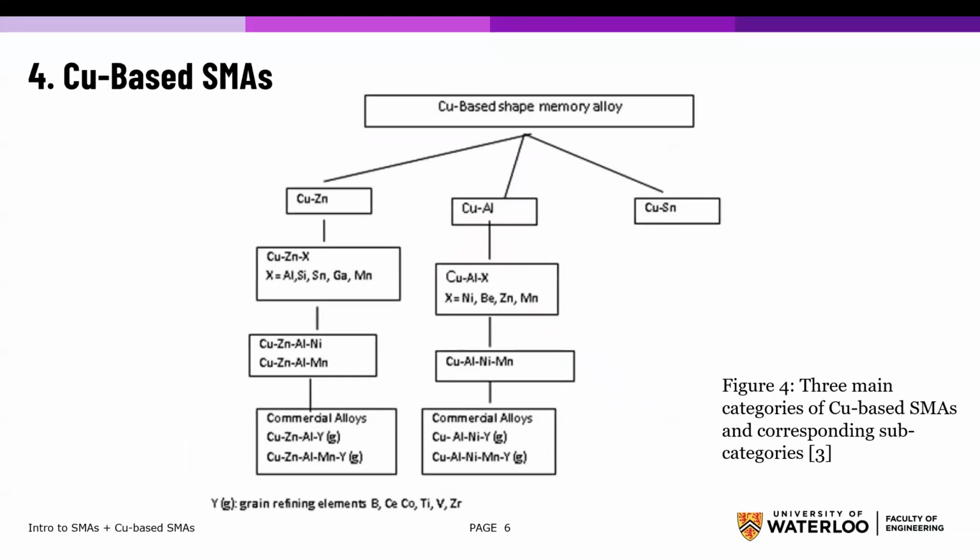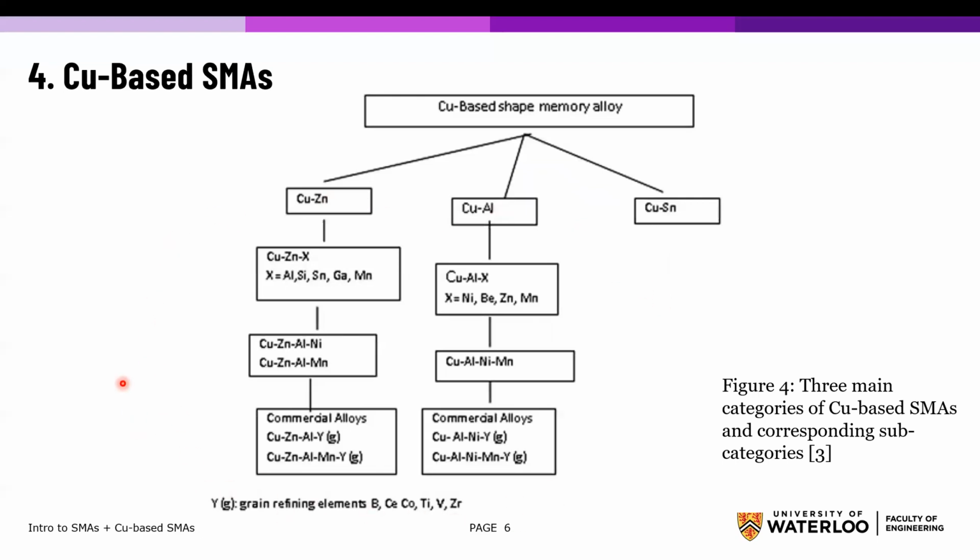Now, when considering the copper-based shape memory alloys, they can be split into three categories: the CuZn, CuAl, and CuSn categories. And these base alloys or binary alloys don't have the best cold workability amongst other limitations and drawbacks. So to be able to improve the alloy's properties, alloying elements are added to them, which is what we see here in this section of the figure.